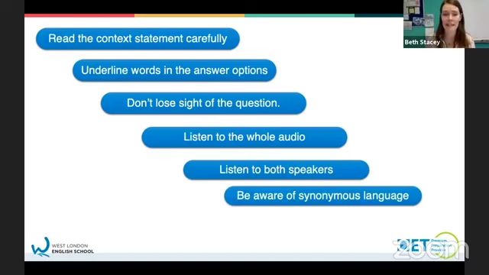Be aware of synonyms. We say this constantly because synonyms are so important in the exam. But as we've looked through today with the audio, with the questions, with the transcript, there is so much synonymous language. And what you can do is use a thesaurus, use your phones. When you're preparing for the OET, really make sure that you dedicate some time to synonyms.